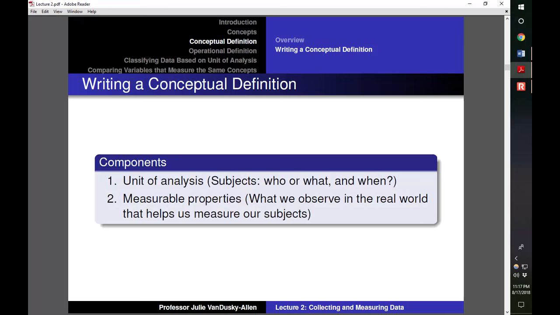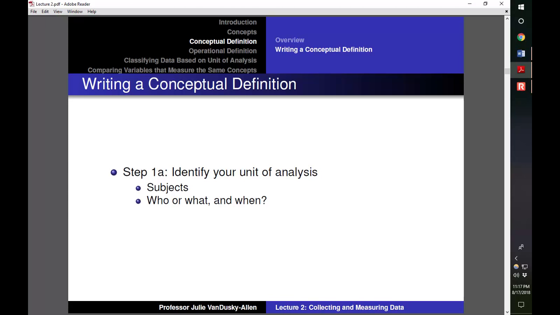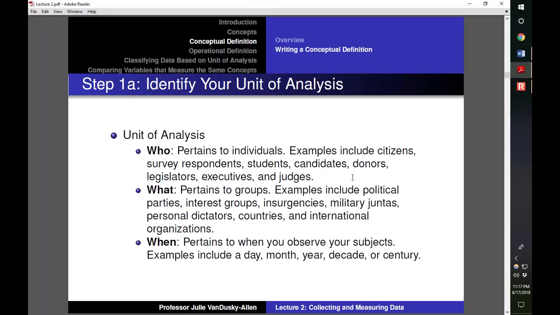In the next slides, I will show you how to develop a conceptual definition. As an example, we are going to develop a conceptual definition of democracy. The first step in creating a conceptual definition of a variable is to identify the variable's unit of analysis. Recall that the unit of analysis tells us who the concept applies to, who or what they are, and when they exist.